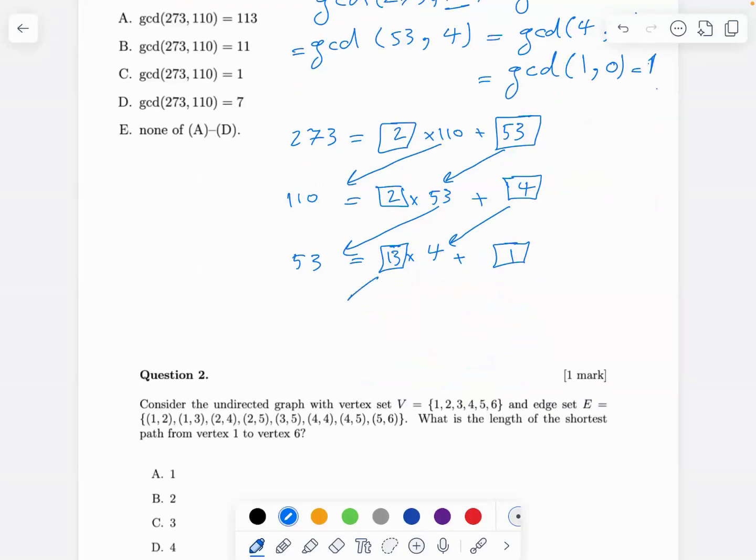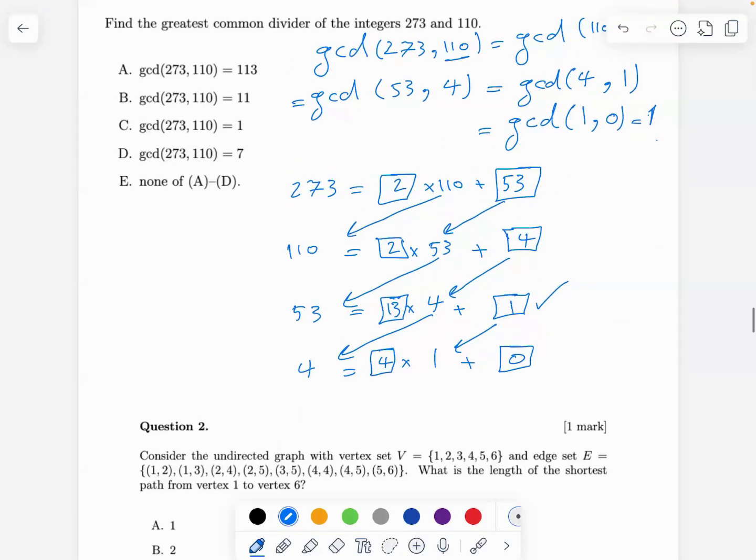Okay. Sorry, 4 times 1, then 1. 4 divided by 1 is 4 plus 0. So the last non-zero number is the GCD. Okay. When you solve the arithmetic number theory equations, you need to use the Euclidean theorem because eventually you have to write your GCD as the linear combination of those two numbers. So what's the answer here? Is this one?